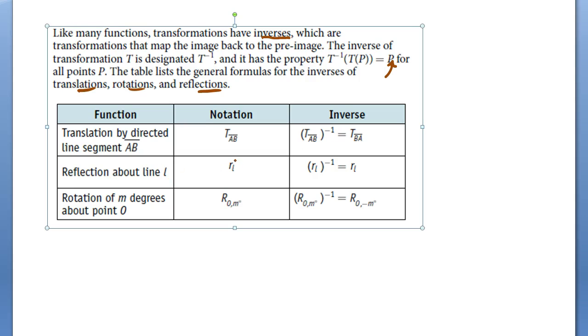Reflection about line L looks like this, again a couple of videos ago. The inverse of the reflection over line L is to do another reflection over line L. If you flip something over a line and then you flip it back over that same line, you'd get the original picture. Does that make sense to you? The rotation of m degrees about point O has these symbols, and so its inverse would look like this. Just do the angle in the opposite direction. So if m was a positive degree angle and then you rotate it the negative of that angle, that would take you back to the original picture.